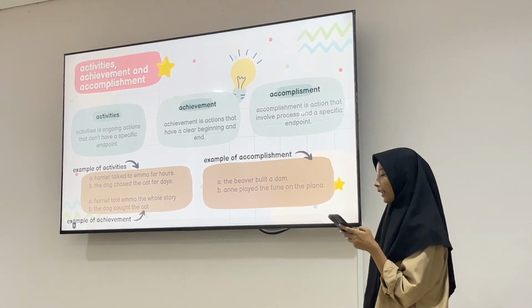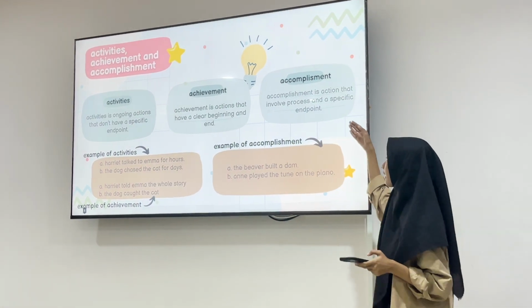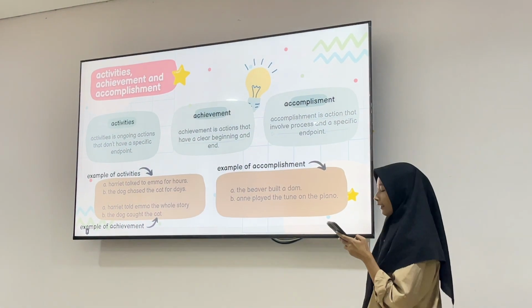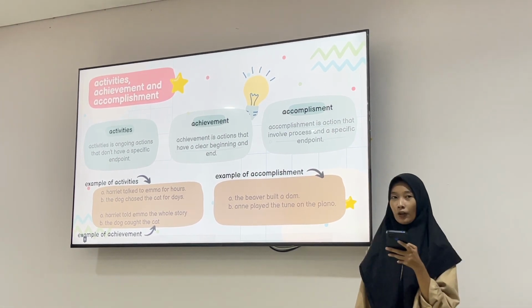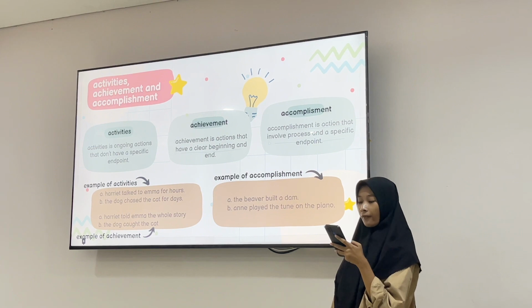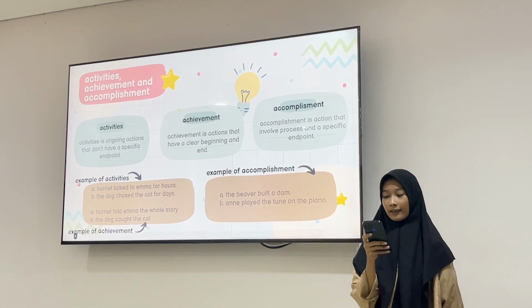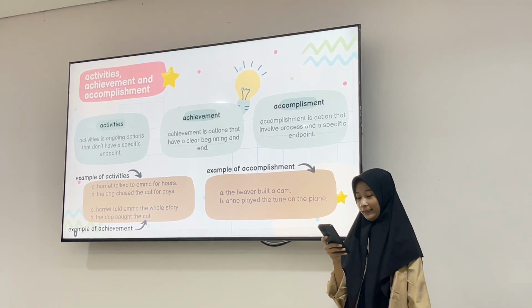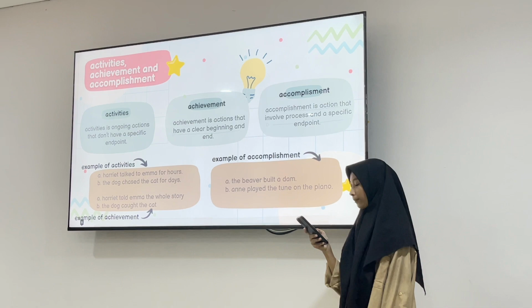Dynamic verbs are divided into three classes. They are activities, achievements, and accomplishments. Activities are ongoing actions that don't have a specific endpoint. So you imagine you're talking with your friend for hours and there's no clear moment when the talking just stops on its own. It could go on and on until you decide to stop or get interrupted.